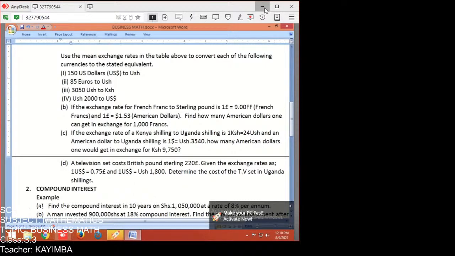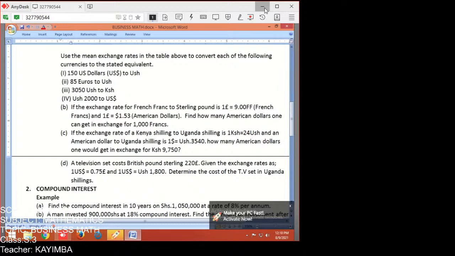If the exchange rate for a French franc to sterling pound is 1 pound is equivalent to 9.00 French francs, and 1 pound sterling is equivalent to 1.53 US dollars, find how many dollars one can get in the exchange of 1,000 francs. They have given us two rates here.